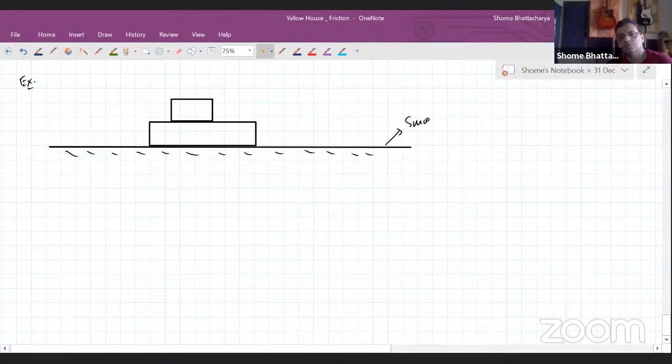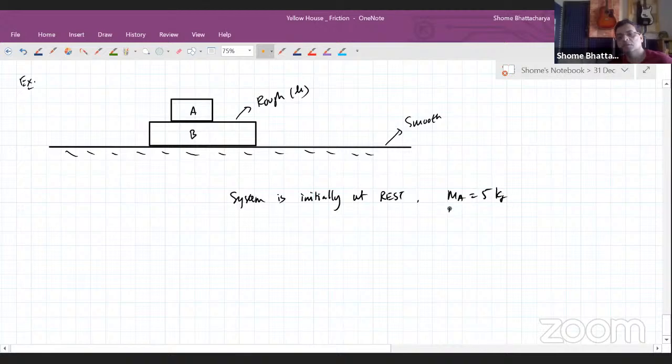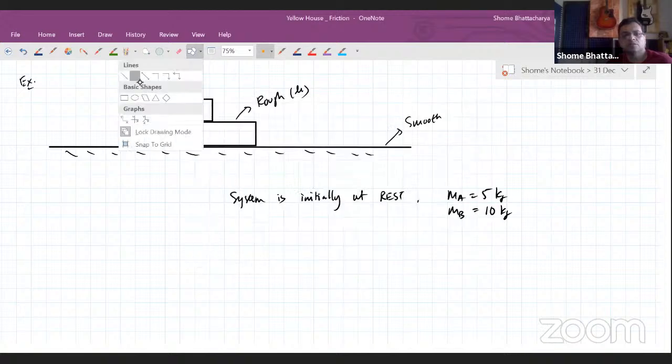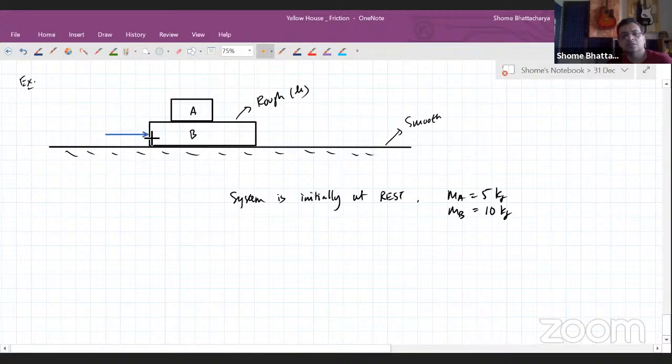So this is a smooth surface, but this is a rough surface and it has coefficient of friction mu, and this block is A and this block is B. The system is initially at rest. Given to us is that the mass of block A is 5 kilograms and the mass of block B is, suppose, 10 kilograms. Now what we do is we start pushing the lower block, that is B, with a horizontal external force like this.